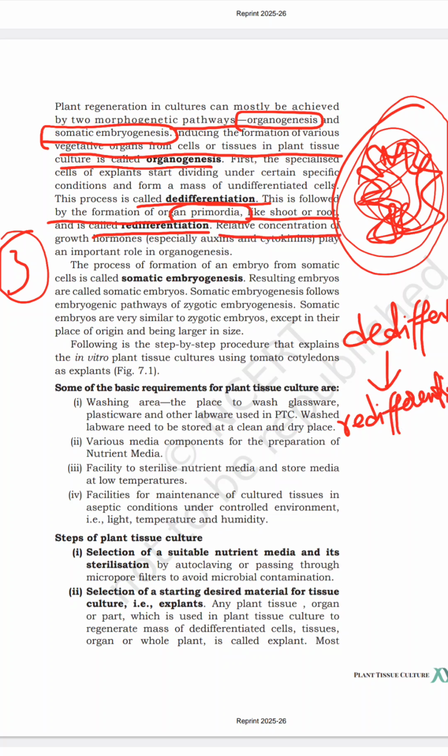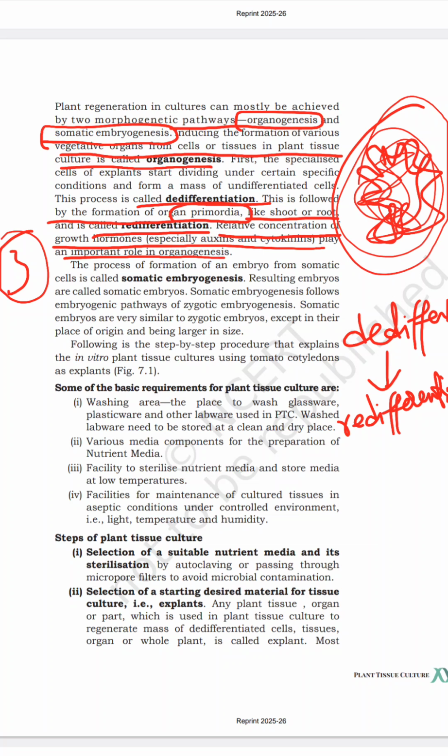The relative concentration of the growth hormones, auxins, plays an important role. Normally plant cells or tissue cannot grow on their own, so some plant growth hormones, like auxins or cytokinins, need to be added to help in the process of organogenesis.